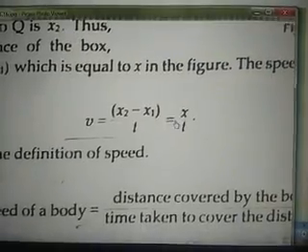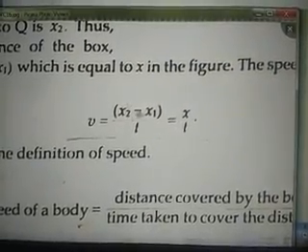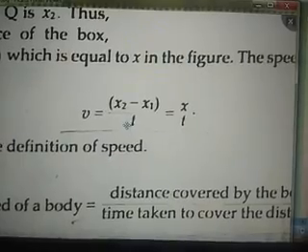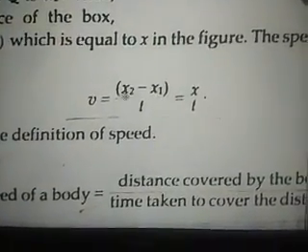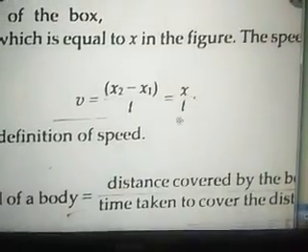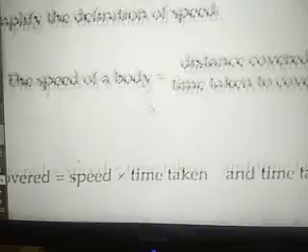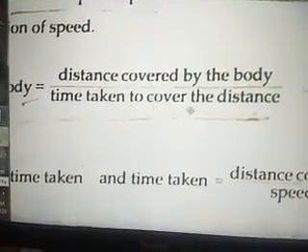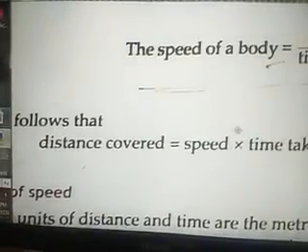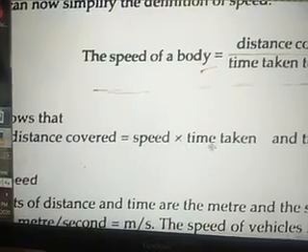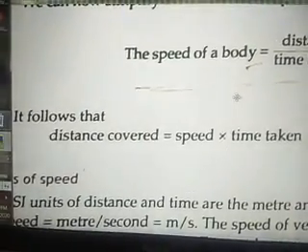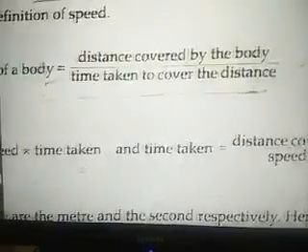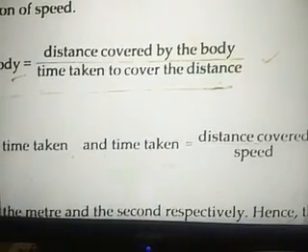Then we can say the speed is equal to x2 minus x1 divided by t. As you know very well, speed is the rate of change of distance, so x2 minus x1 equals x upon t. As per the definition, speed is the distance covered by the body upon the time taken to cover the distance. So the distance covered is equal to speed into time, or you can say the time taken is equal to distance covered upon speed.